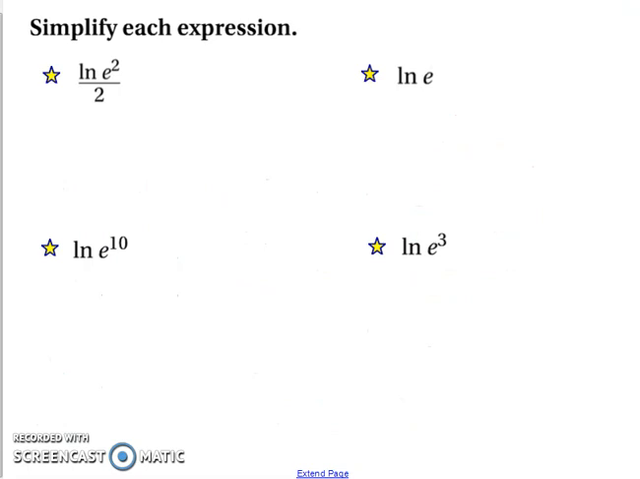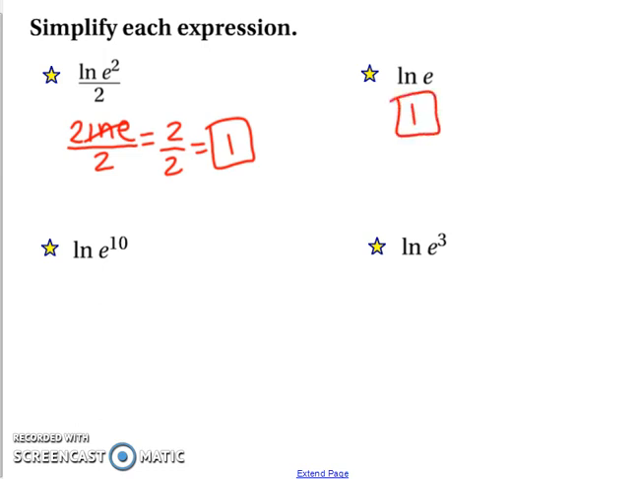Okay, and the last couple we're going to look at. So I have the ln of e squared over 2. So I can bring the exponent down, and I can make this 2 ln of e over 2. Well, I know the ln of e is 1, so that's really going to be gone. So I have 2 over 2, which is 1. ln of e is just going to be 1.